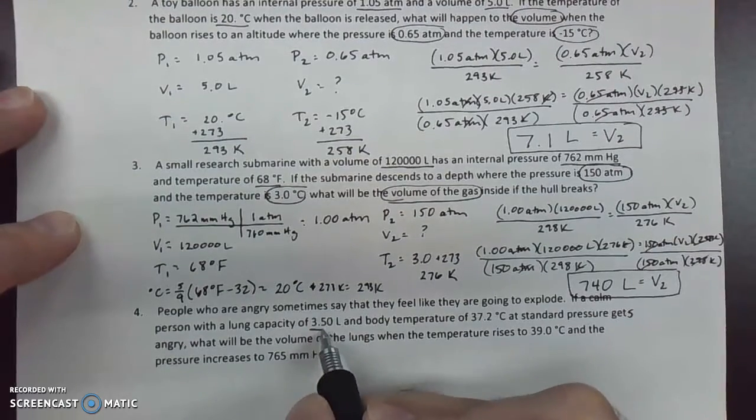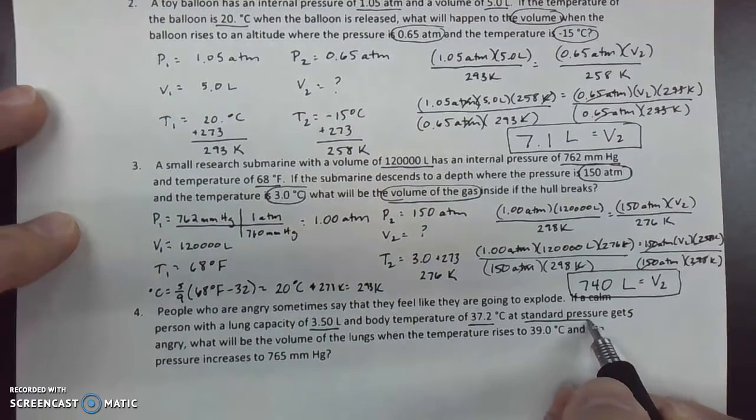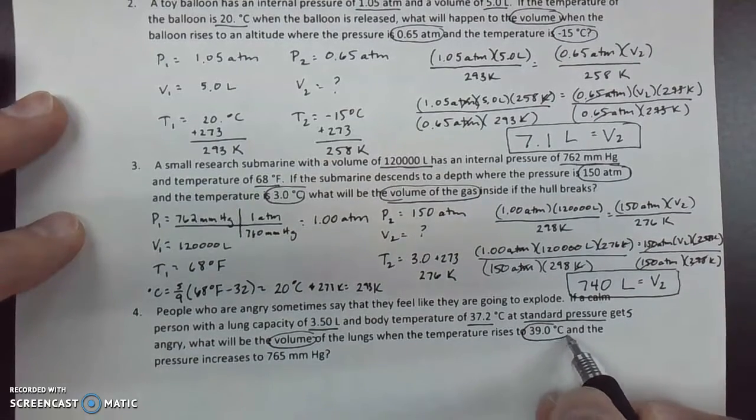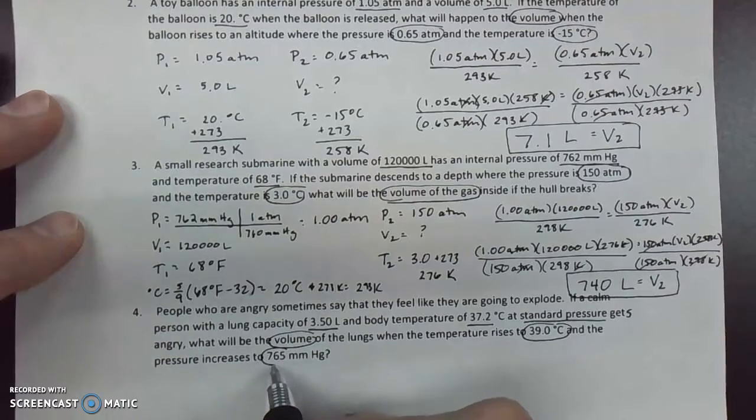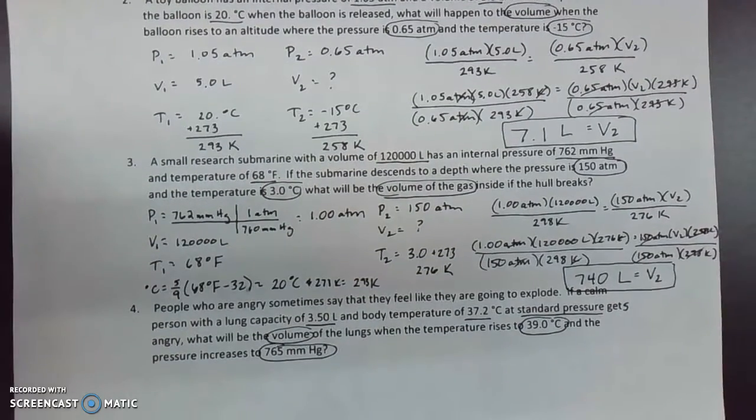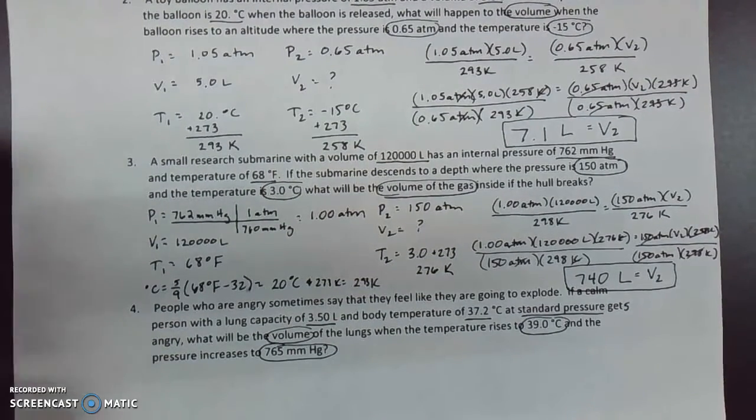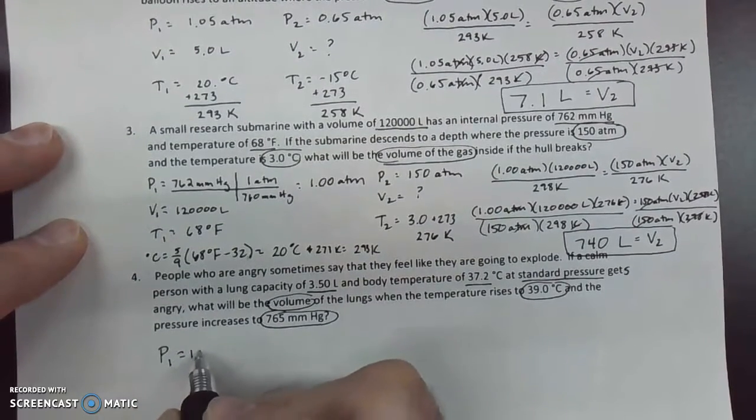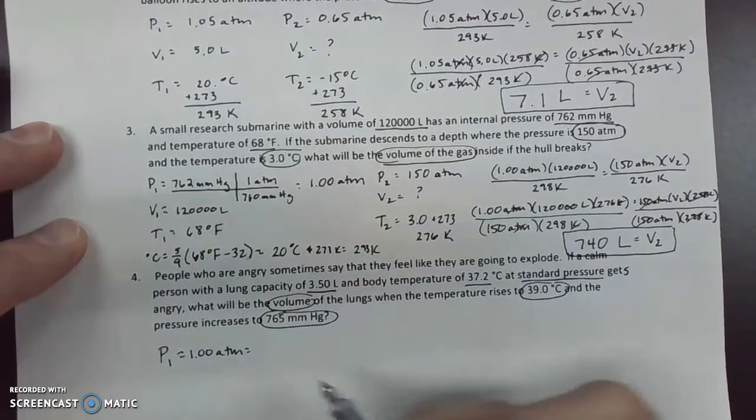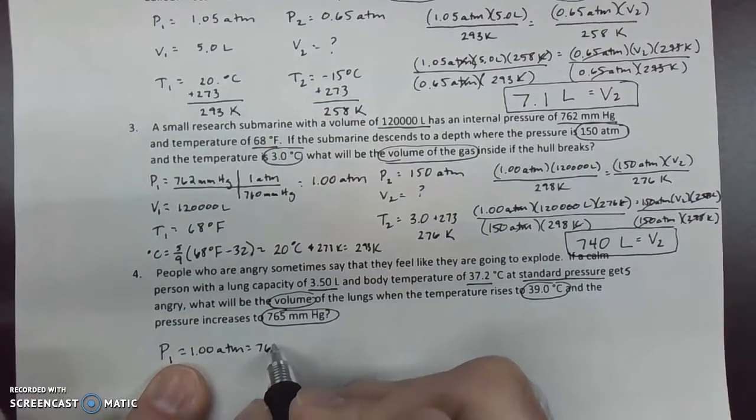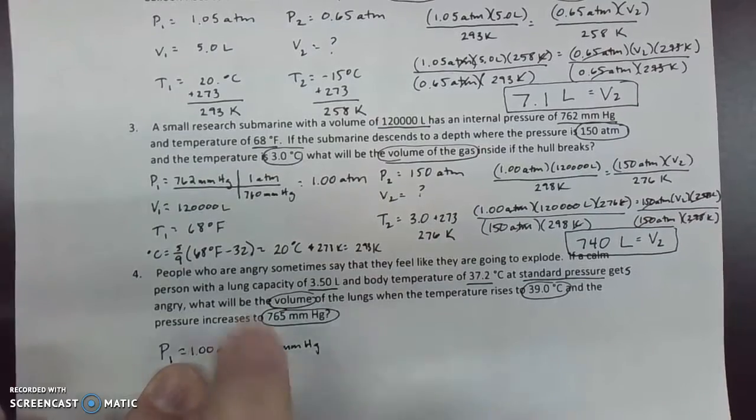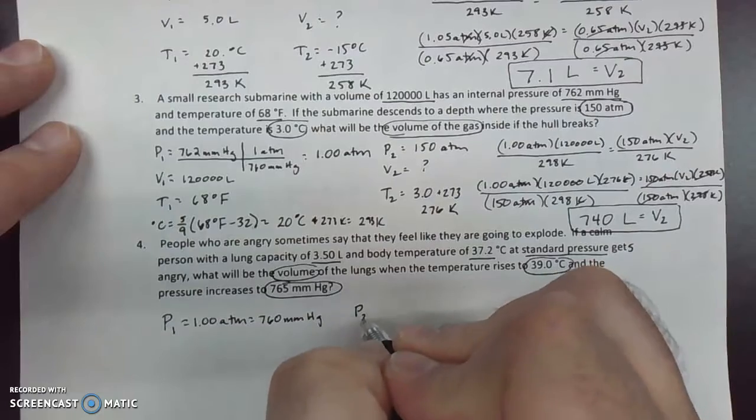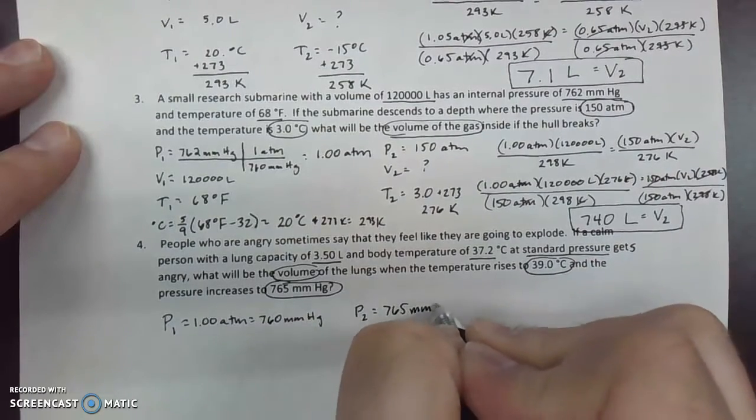So here is our volume at body temperature and standard pressure. We want to know what the volume will be if the temperature is 39.0 degrees Celsius and our pressure is 765 millimeters of mercury. So pressure 1 with standard pressure, well, that's 1.00 atmospheres. And if we look on our conversion chart, 1 atmosphere is 760 millimeters of mercury. That makes it easy because our pressure 2 is given in millimeters of mercury already.